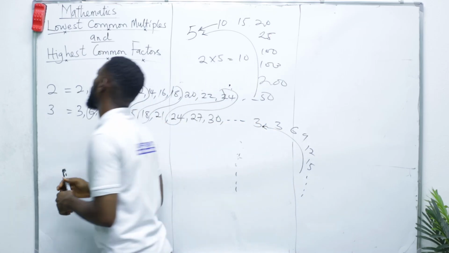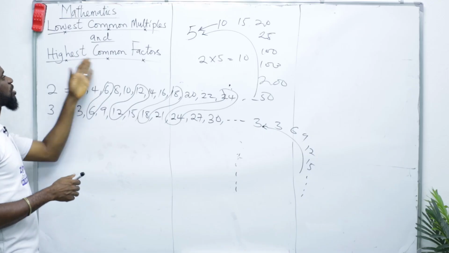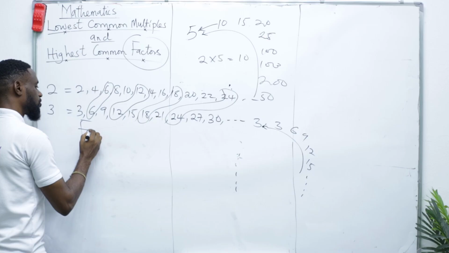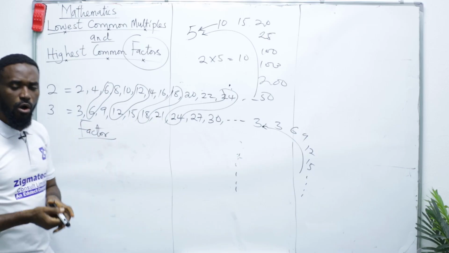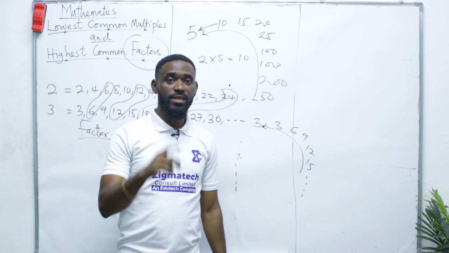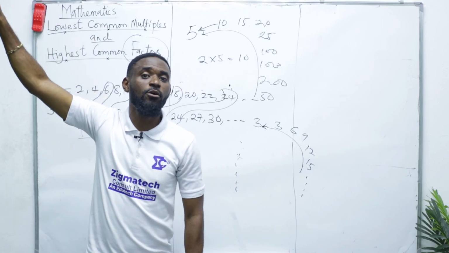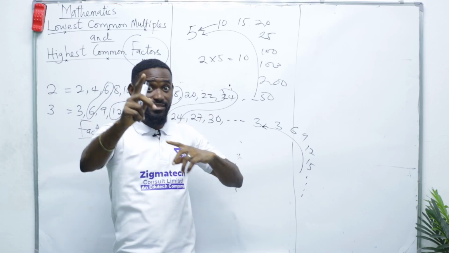All right, so let's move on to highest common factor. For us to understand highest common factor, we must first of all know what a factor is. What is a factor? A factor is a number that can divide another number without remainder. So factor and multiple, they are two opposite things.